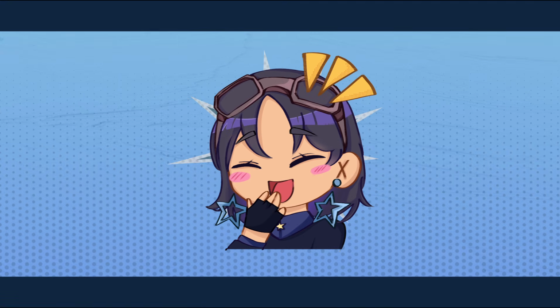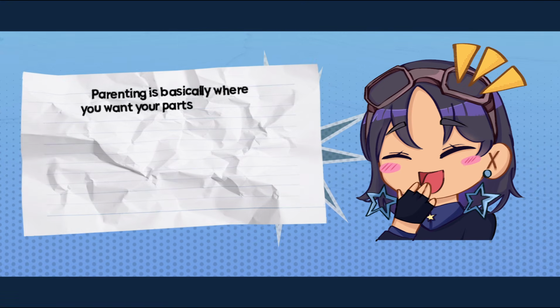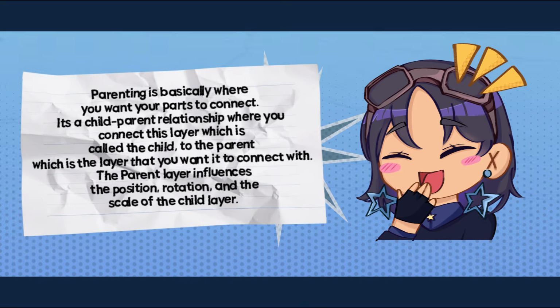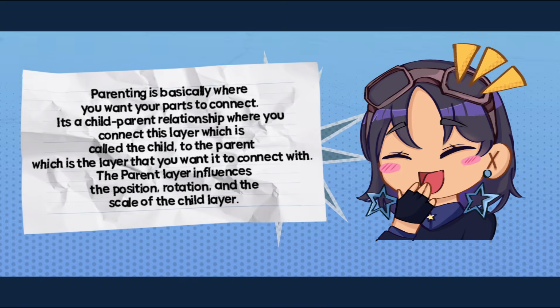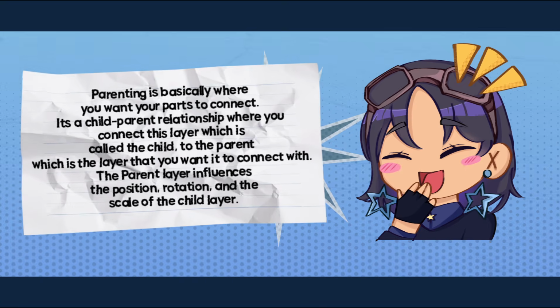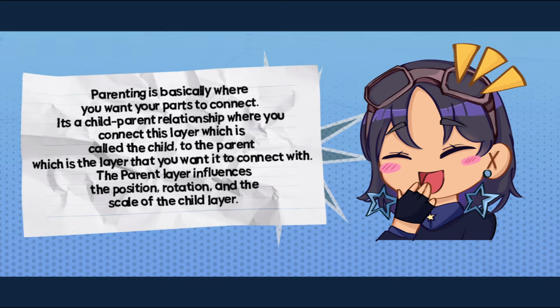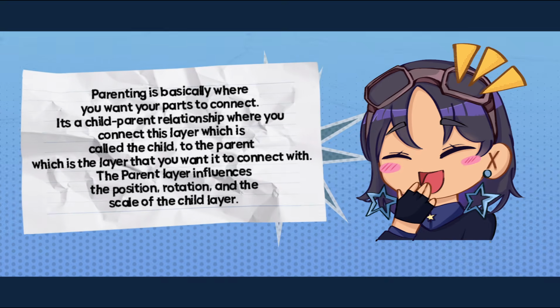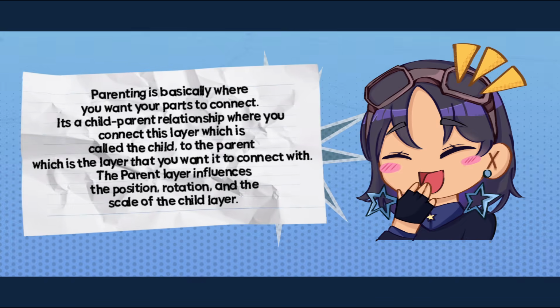The third step is to parent the layers. Parenting is basically where you want your parts to connect. It's a child-parent relationship where you connect this layer, which is called the child, to the parent, which is the layer that you want to connect it with. The parent layer influences the position, rotation, and scale of the child layer.